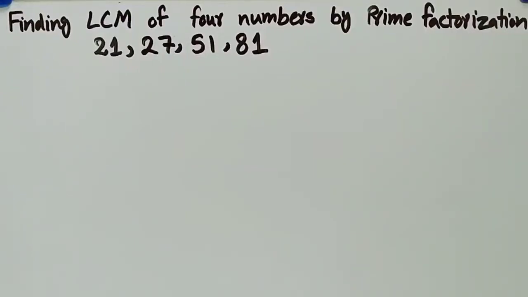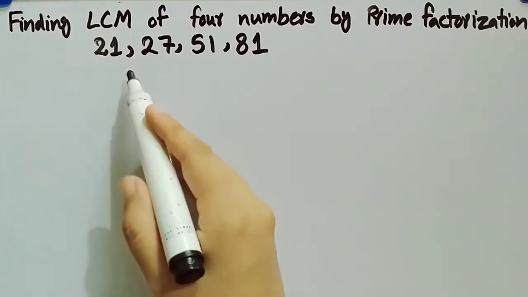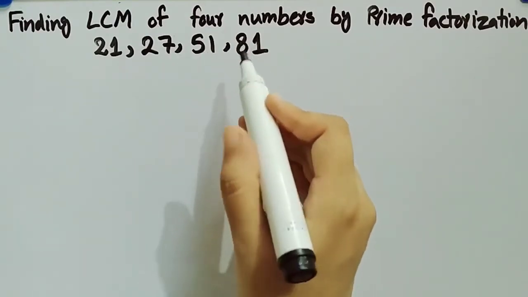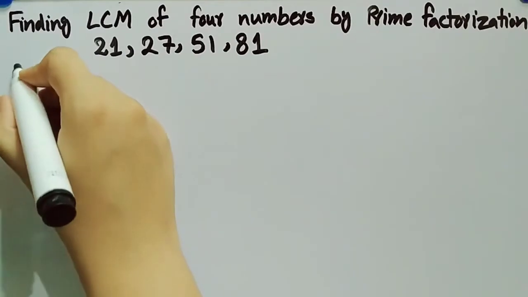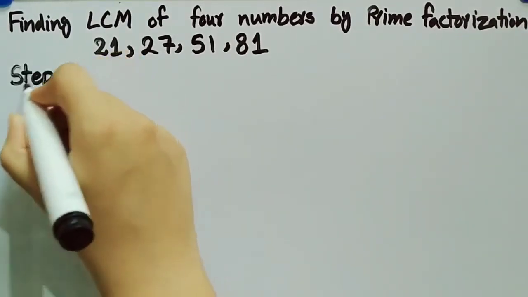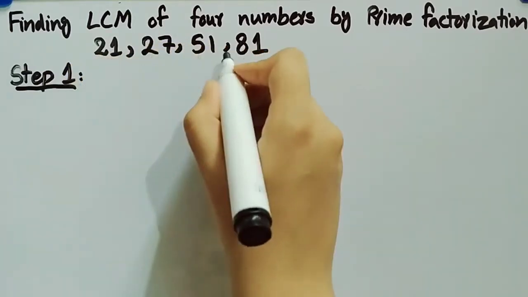In this video, we will learn how we can find LCM of 4 numbers by prime factorization method. So we will find LCM of 21, 27, 51 and 81 by prime factorization method. For this, in step 1, we will find prime factors of all these 4 numbers.